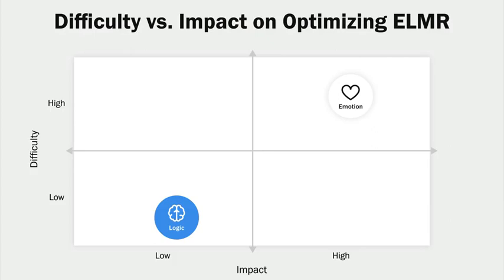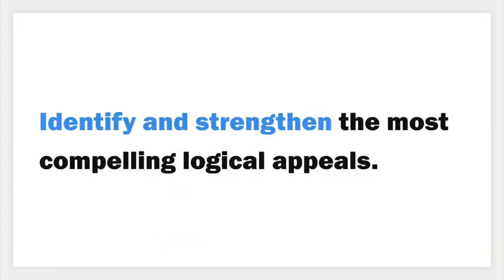In terms of difficulty and impact, when we compare it to emotion, working on the logical appeals actually has lower impact, but it's also much easier to work on. It's a much more concrete thing that we're used to thinking about. So how do we identify and strengthen the most compelling logical appeals?